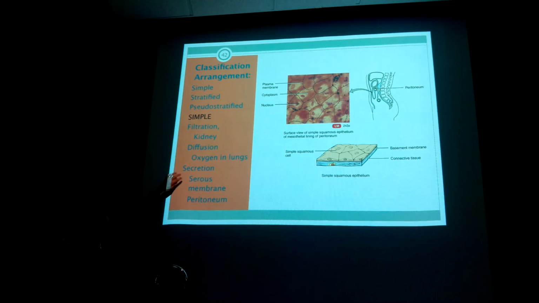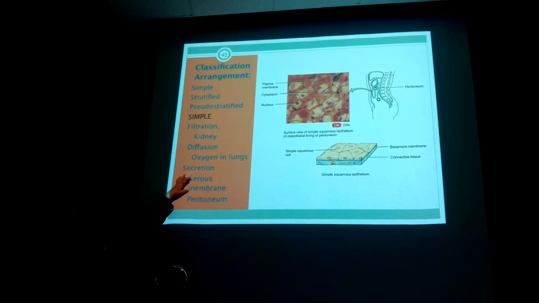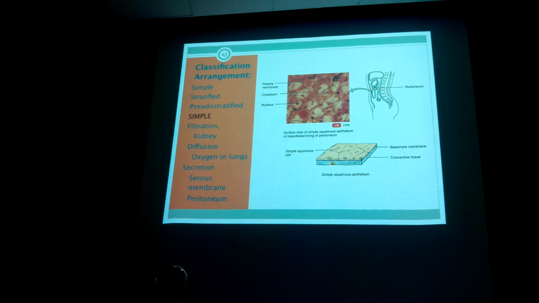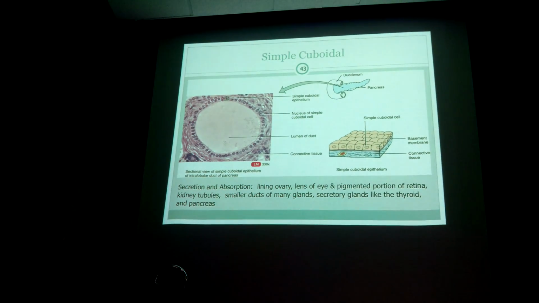Secretion, very important. We have these serous membranes, especially in the peritoneum, and we have these serous membranes really all over the body. We have a lot of fluid being produced. The parietal pleura produces quite a lot of fluid, and that's the type of cell that would do it. And here would be a simple cuboidal. This would be secretion and absorption.